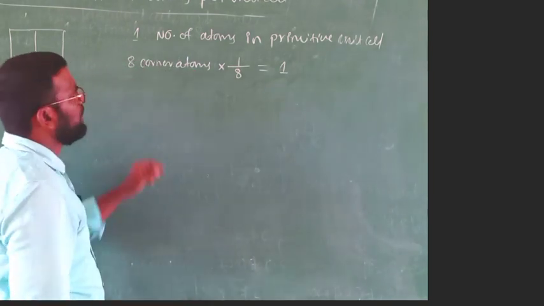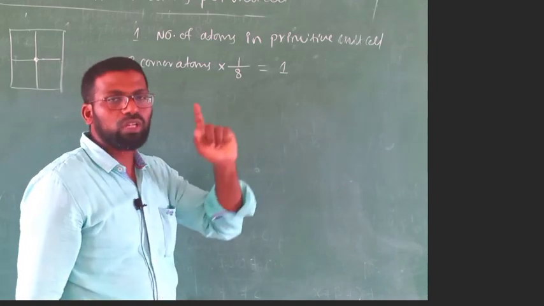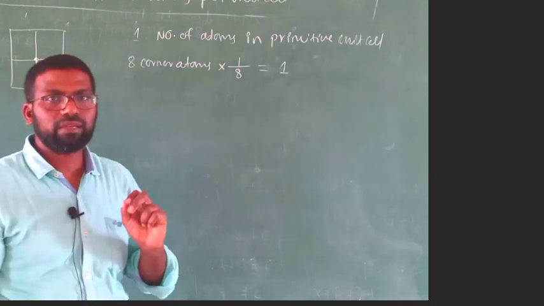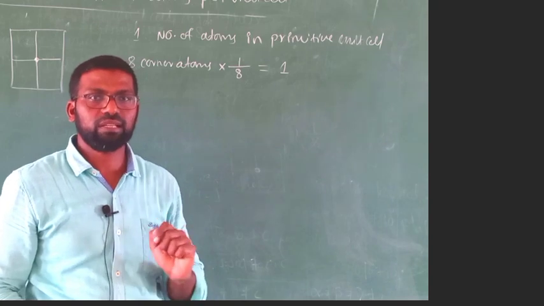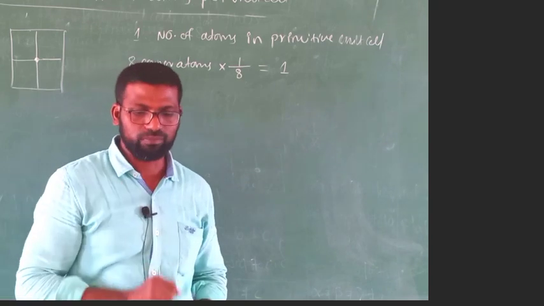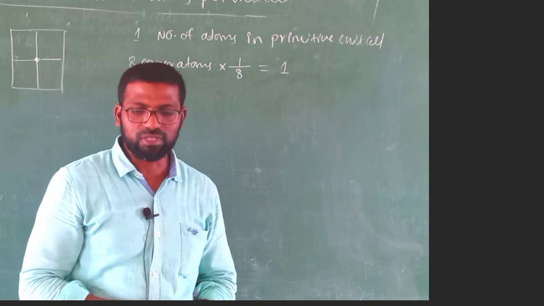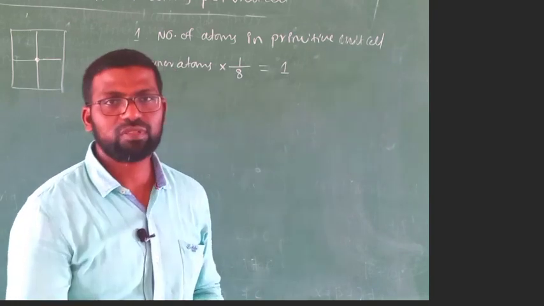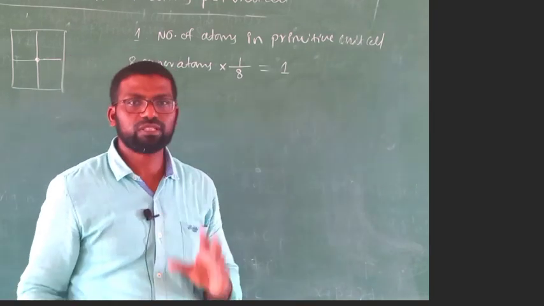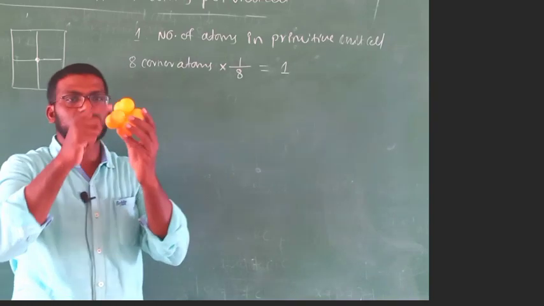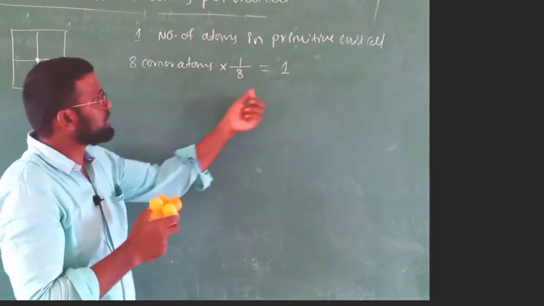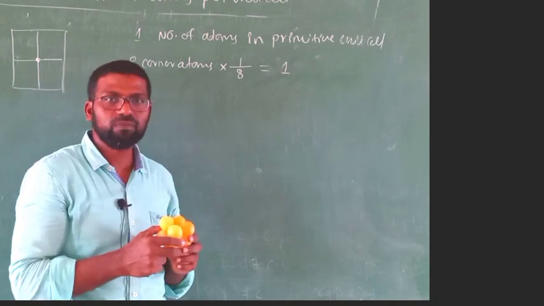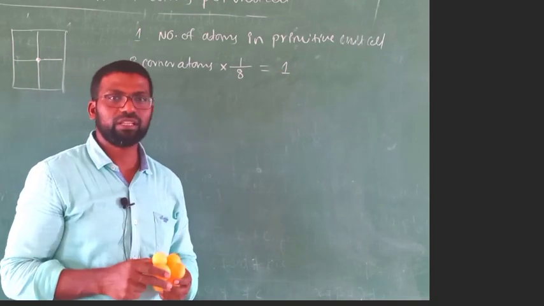So that means one primitive unit cell contains how many atoms? Only one atom. You may be confused. Sir, how sir? Earlier you said one primitive unit cell contains 8 particles at 8 corners, no? Then now you are saying one primitive unit cell contains only one particle. Okay, some of you may get the doubt.